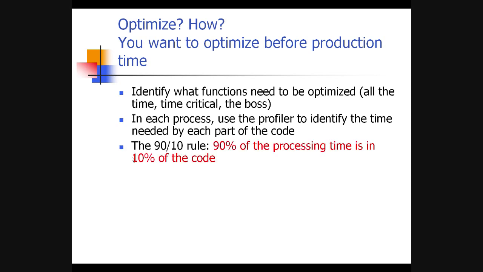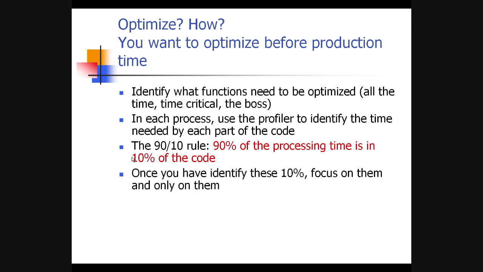And remember the 90-10 rule. 90% of the processing time is in 10% of the code. You have to identify this 10% of the code and you have to optimize that code. That's where you're going to save a lot of time.